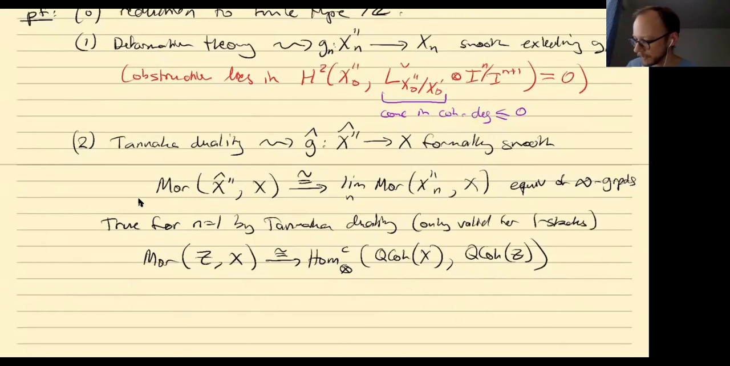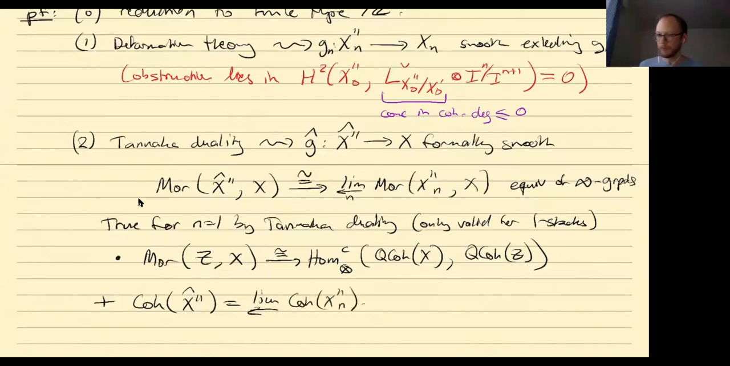And then the knowledge that coherent sheaves on the completion are just limits of coherent sheaves on the truncations. So it's a roundabout way of proving that this is the direct limit of these truncations in the category of one stacks. And I would really expect that this holds in more generality. I can mention it later.